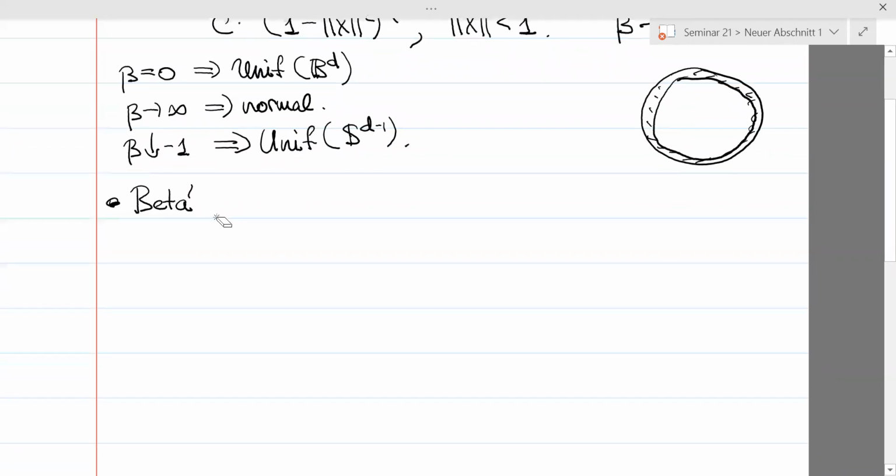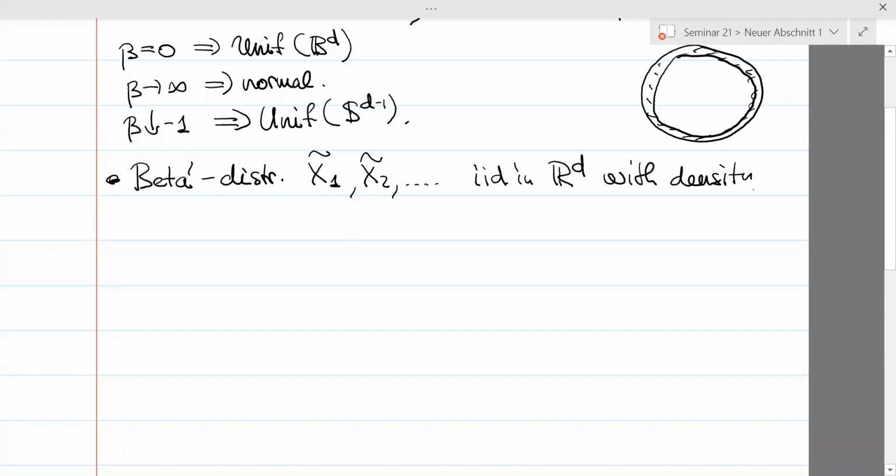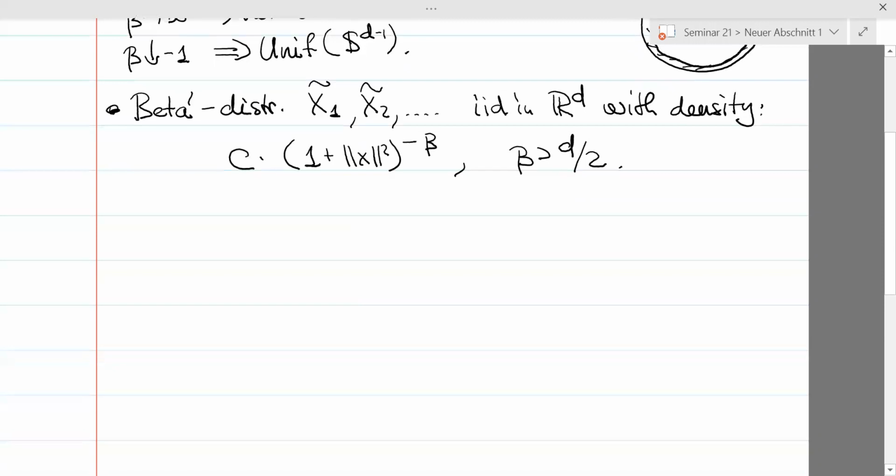Beta prime distribution. To define them, I need vectors which I call x1 tilde, x2 tilde, and so on, IID in the d-dimensional space with density. The density of the beta prime distribution is defined as a constant times (1 plus |x| squared) to the power minus beta. Again, beta is a parameter which satisfies the inequality beta greater than d/2 to ensure integrability.